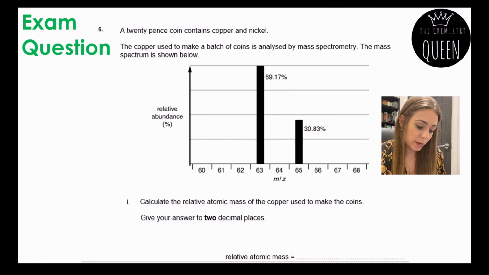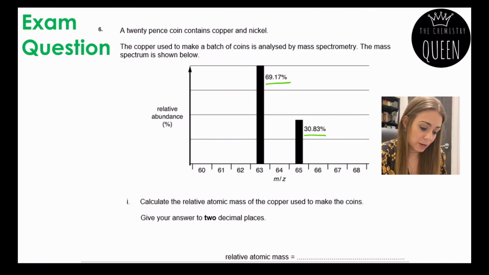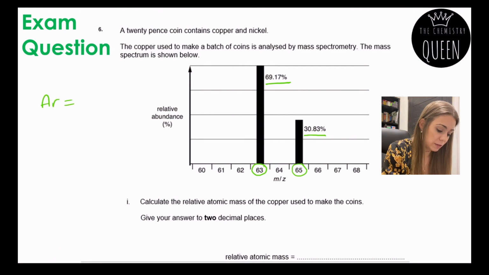So let's have a look at the spectrum. We can see that they have labelled each peak with the percentage abundance for us, which makes life much easier. So we've got 2 percentage abundances, one at 69.17 and one at 30.83. Now we just need to figure out the mass of the isotopes. So if we have a look at the m/z axis, we can see that the one with 69.17 percentage abundance has a mass of 63, and the one at 30% abundance has a mass of 65.